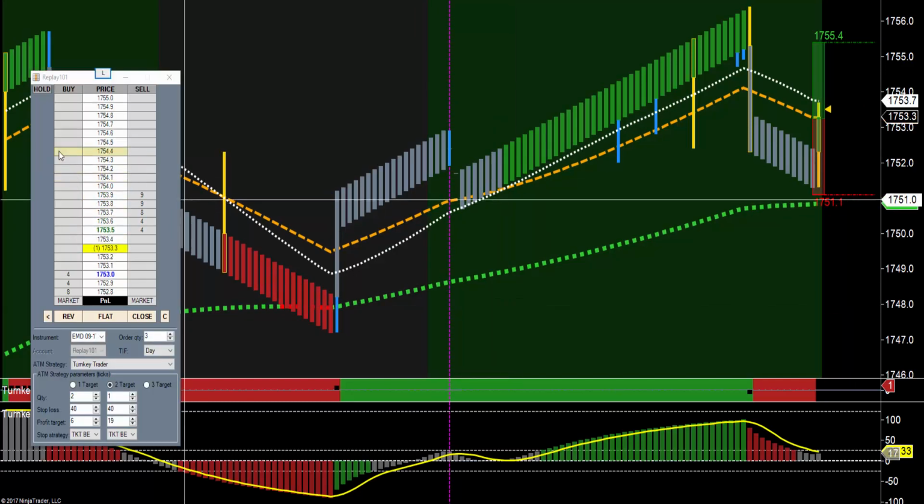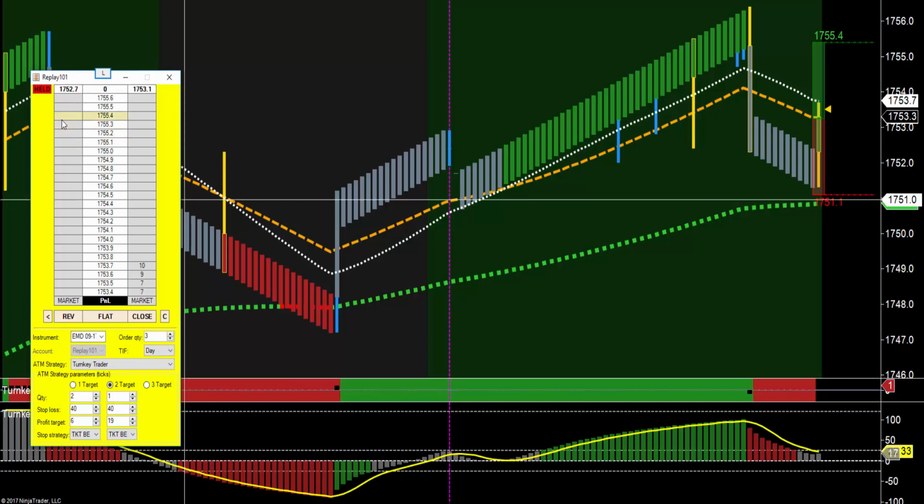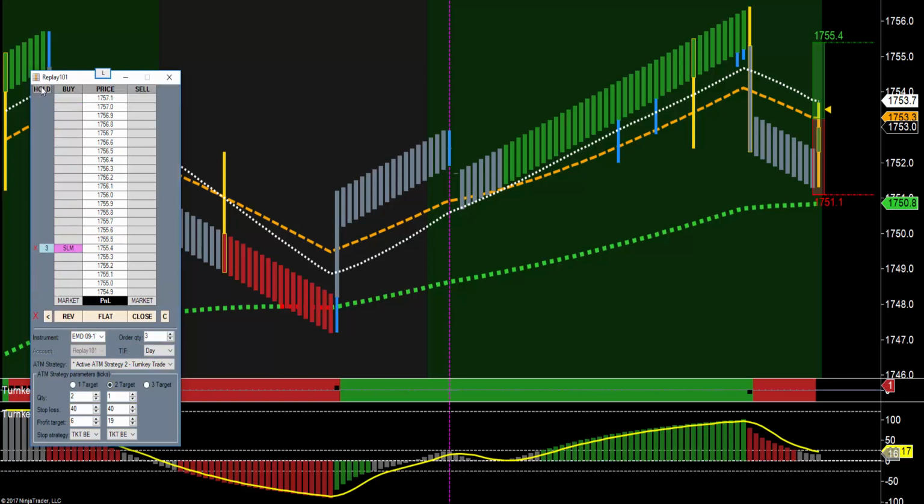So now I'm going to put my order in at 1755.4, which is my green DPI price. I want to make sure to use a stop limit order. You can refer to our ATM strategies video where we go over a few different money management strategies. The one I'm using is I'll have my initial profit target of 6 ticks. We'll take 2 contracts off there. And my third contract will have a profit target of 19 ticks.